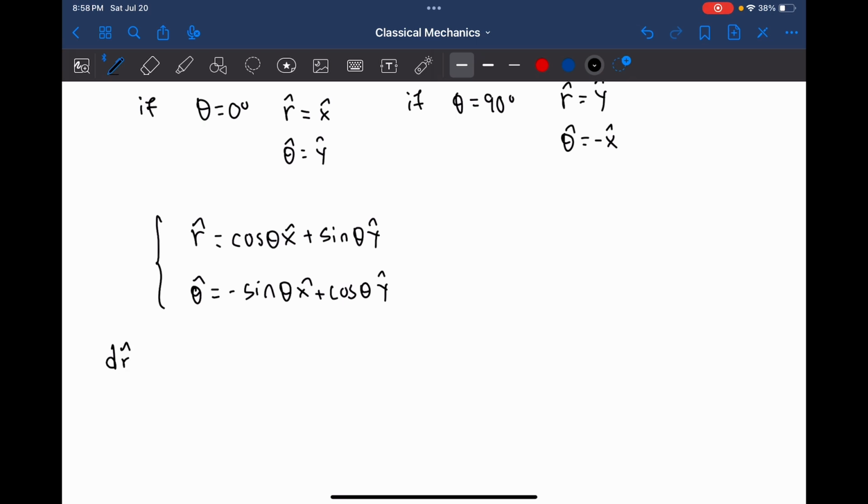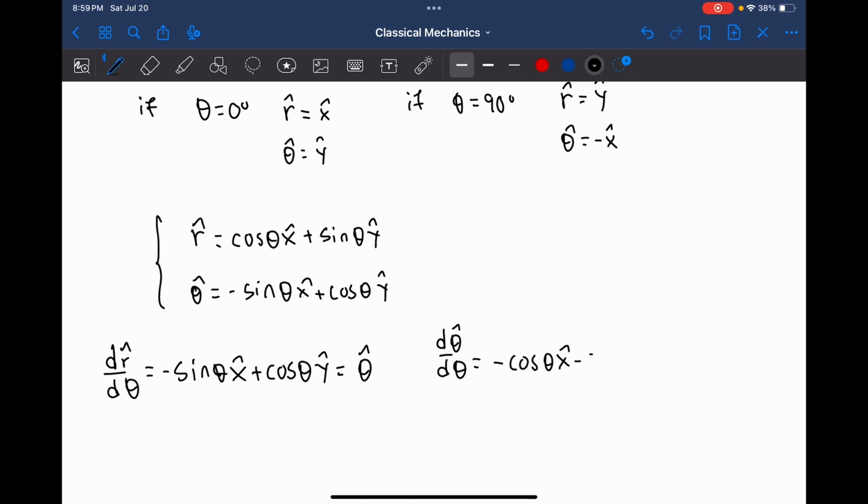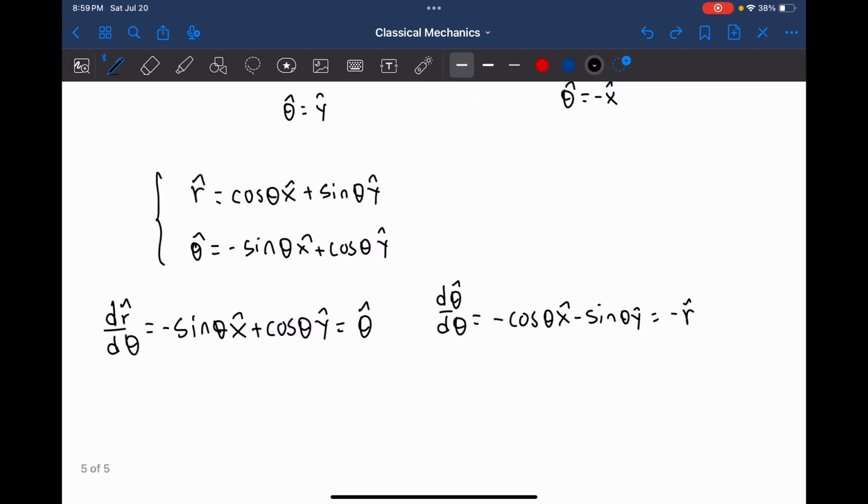Well, let's take the derivative of r hat with respect to theta. What do we get? Well, this is equal to minus sine of theta in the x hat. Remember, x hat and y hat, they're not time dependent. Plus cosine of theta in the y hat. Well, this is equal to theta hat. Cool. And d theta hat d theta is going to be equal to minus cosine of theta in the x hat minus sine of theta in the y hat, which is equal to minus r hat, right? It's this expression here, just with the minus sign. So now we have the theta derivatives.